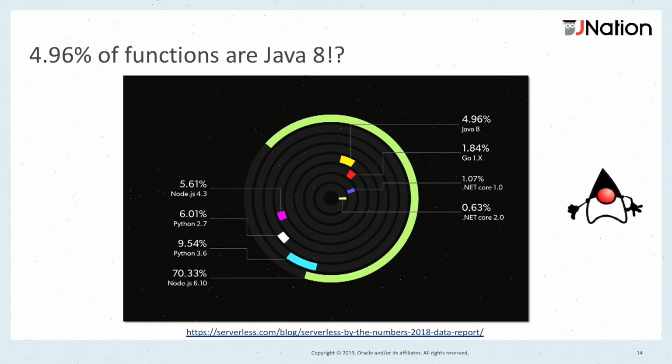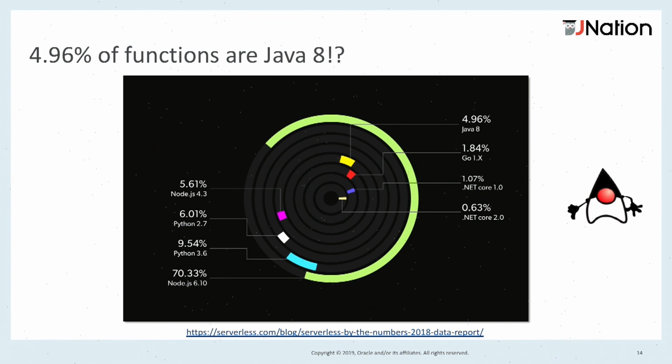This was a survey conducted by the Serverless Framework. The Serverless Framework is an abstraction that runs on top of existing FaaS platforms, so it gives you the ability to write functions using different types of language. They asked their users, what programming language are you using today to write your functions? You see that we have this big green arc, which is Node 6, just above 70%. If you add that to Node 4, over 75% are using Node, and hence JavaScript, to write serverless functions with the Serverless Framework. We then have Python 3.6 and Python 2.7, so roughly 15% are using Python.